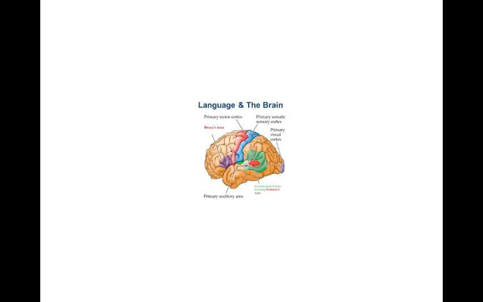So look at this particular image. This tells you about the language function of the brain. This is the Broca's area that is located in the posterior part of the inferior frontal gyrus. This is the area responsible for expressive speech.